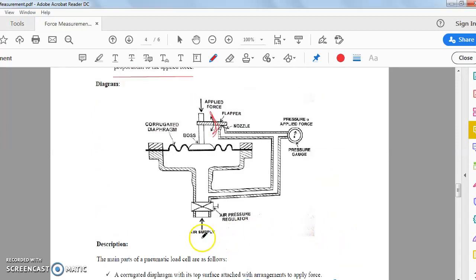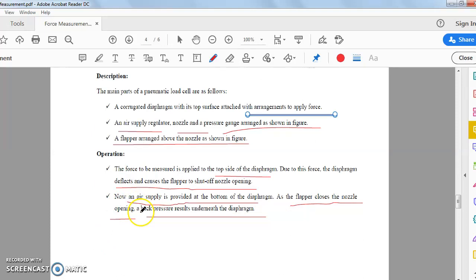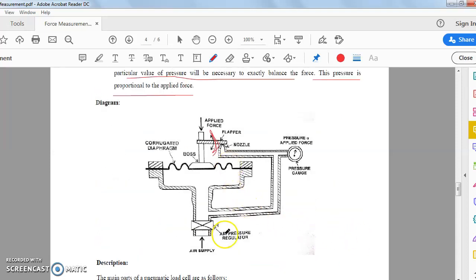That means you supply air from here, and the nozzle opening is closed, so a back pressure will be applied. Air supply is provided at the bottom of the diaphragm. As the flapper closes the nozzle opening, a back pressure results. That means the condition is that the nozzle opening should be closed, the nozzle mouth should be closed.